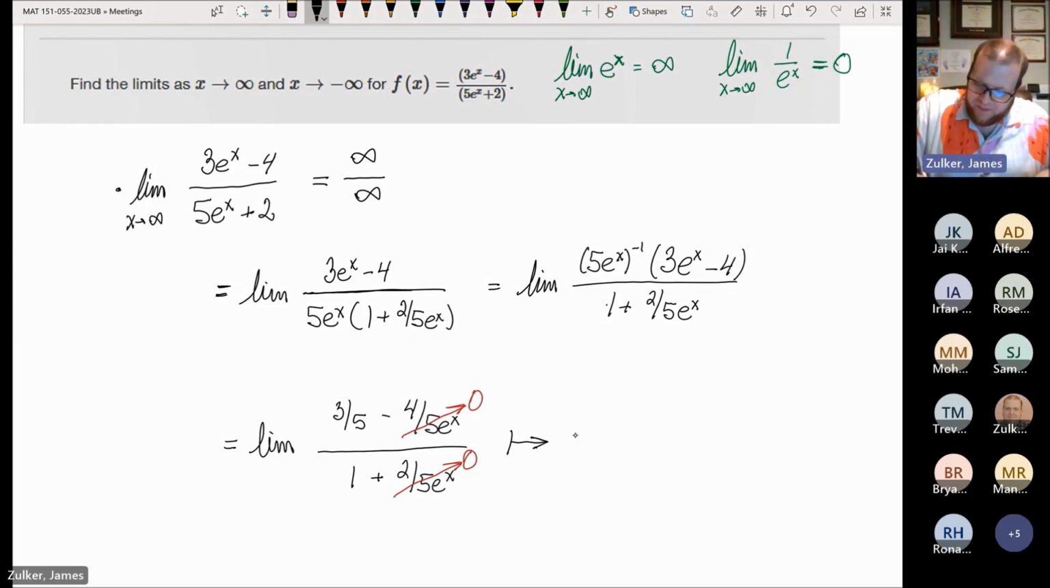What we are then left with, in a sense, is just the limit of 3/5. And that limit is 3/5.